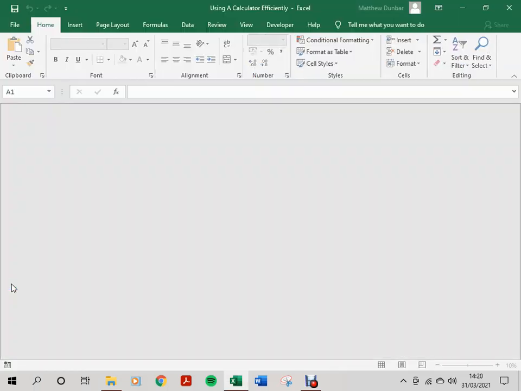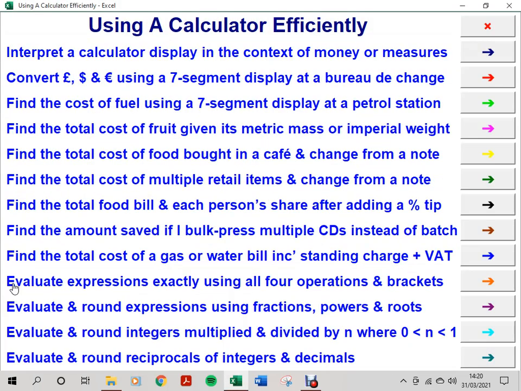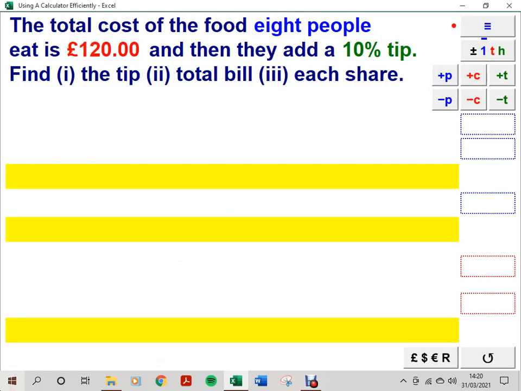This is a macros enabled Excel spreadsheet, and I'm looking for find the total food bill and each person's share after adding a percentage tip. This is an interactive activity. I have dynamic control of the number of people, the total cost of the food, and the percentage tip, which I can increase or decrease.